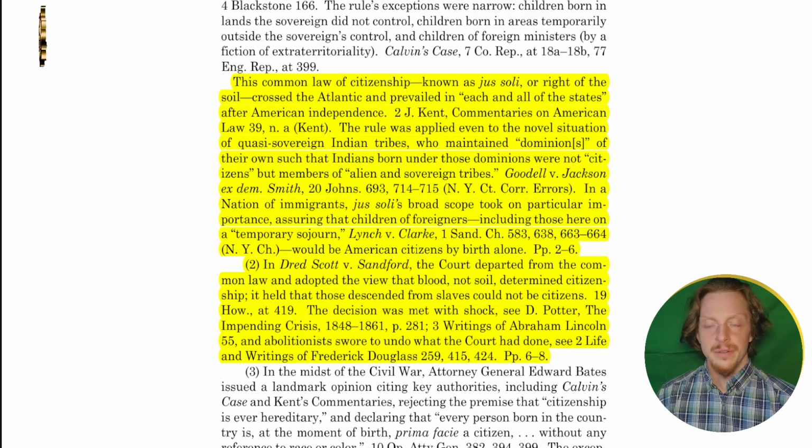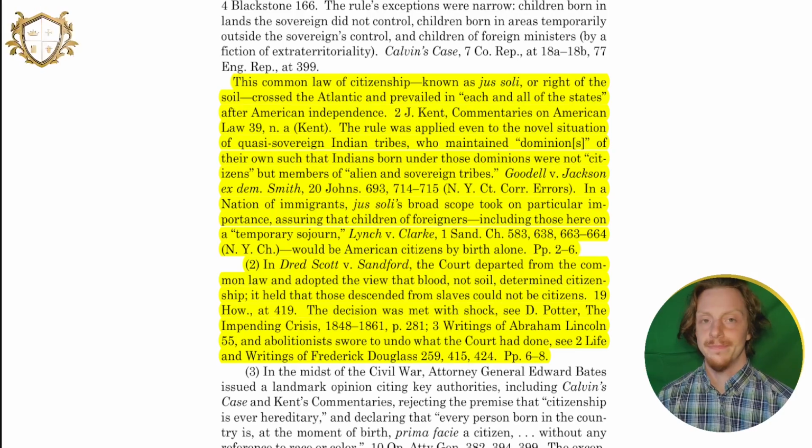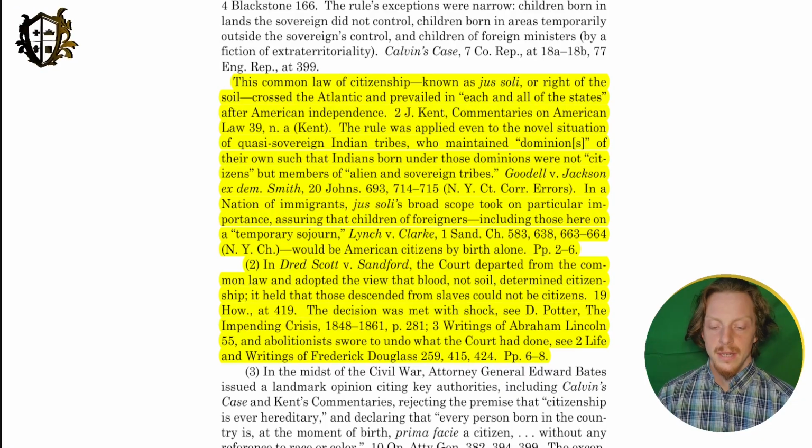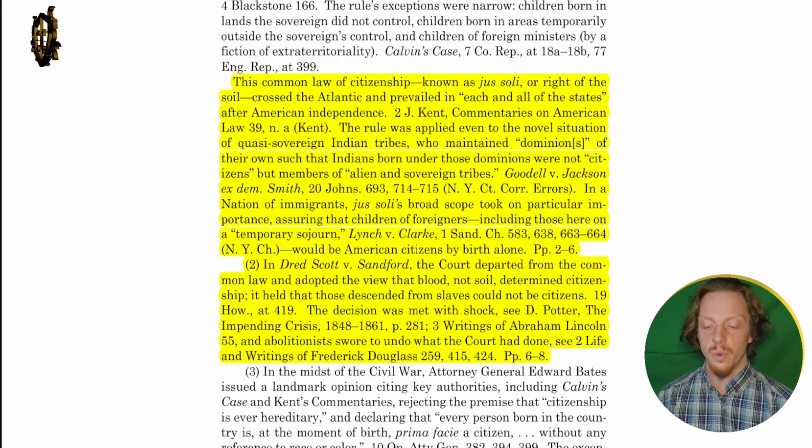Scroll down a little bit further and you'll see it time and time again how heavily they depended upon this foreign legal theory. This common law of citizenship known as jus soli, or right of the soil, crossed the Atlantic and prevailed in each and all of the states. No, not even a little bit. After American independence. Again, commentaries on American law. The rule was applied even to the novel situation of quasi-sovereign Indian tribes who maintained dominions of their own, such that Indians born under those dominions were not citizens, but members of alien and sovereign tribes.